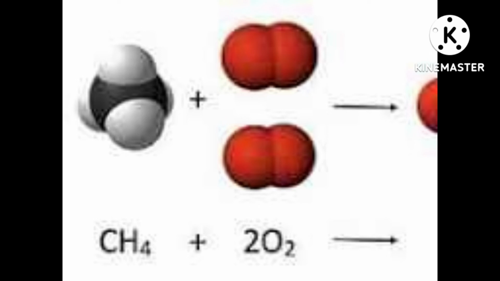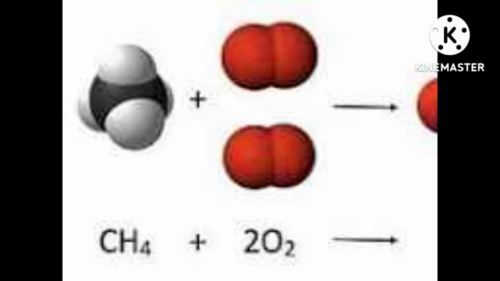Now the fourth thing this equation tells us is in terms of gram. Here CH4 is 1 mole. Then 1 mole means how much gram? Molecular mass. CH4 is 12 plus 4, 16 gram. Then 16 gram is reacting with 2O2.